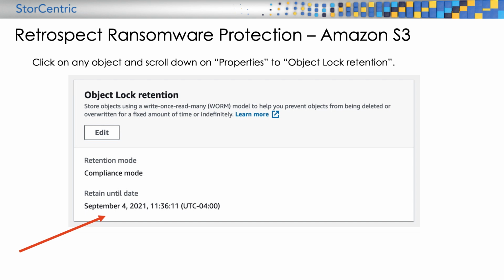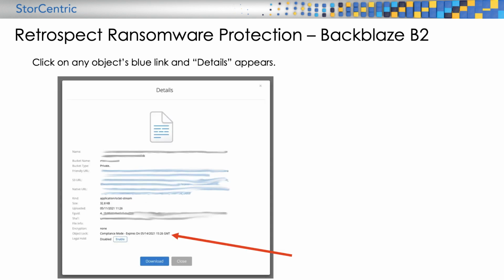This is Amazon S3. You can see the object lock retention panel with the retention mode and compliance mode, and there is a retain until date. Now you can access this information under the properties of an object when scrolling down to object lock retention. This is Backblaze B2. Now in their UI, if you go to any object, you can click on the blue link and a details panel will appear. You'll see down here, there is an object lock, retention mode, and it expires on. That is the retention period.